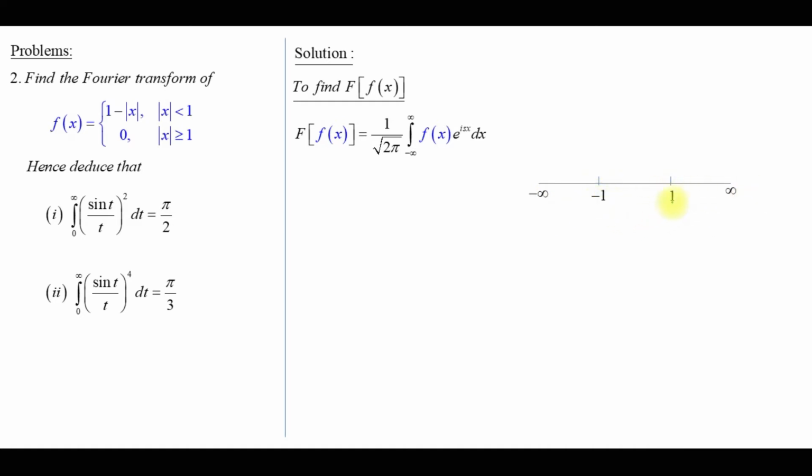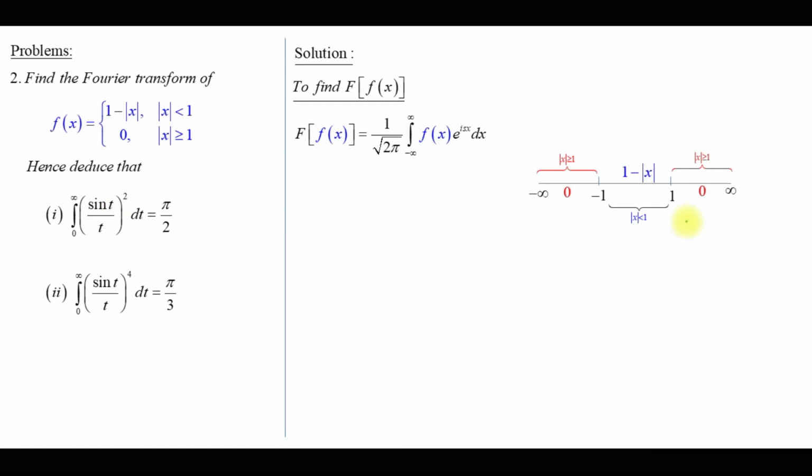So this minus 1 to plus 1 is called the mod x less than 1 part. In mod x less than 1, f of x is given as 1 minus mod x. The other two parts, namely minus infinity to minus 1 and 1 to infinity, together are called mod x greater than or equal to 1. In those parts, f of x is given as 0.